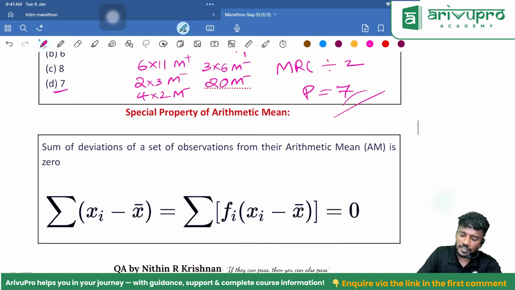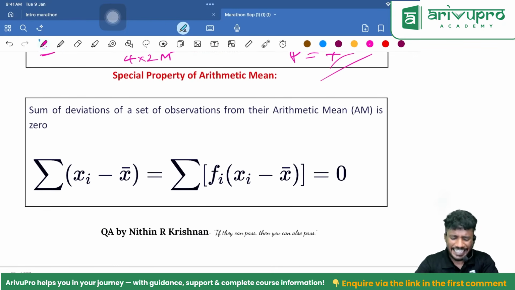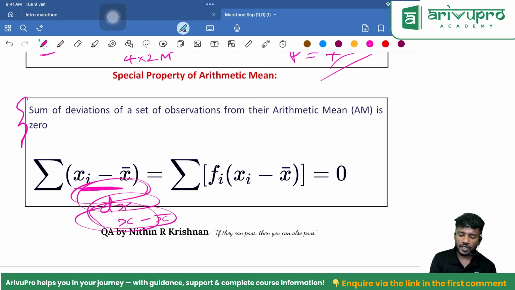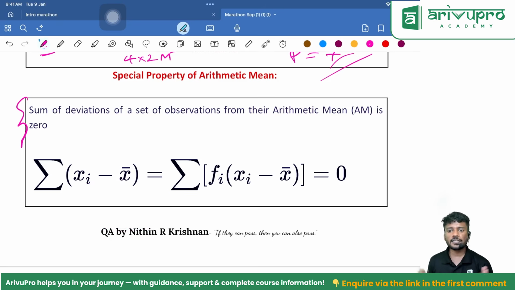Okay. Now special property of arithmetic mean. It can come for exam. Okay. I'll tell you why it can come for exam. Have you heard about deviation? So do you remember this in correlation chapter? We have something called as dx. What was dx? X minus x bar. Deviation from mean is called as x minus x bar. The funniest part is when we add all the deviations together without modulus, it will become what? 0. That is the meaning of that.